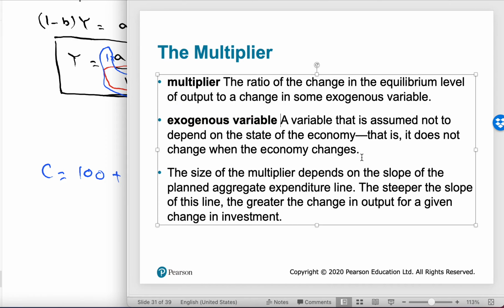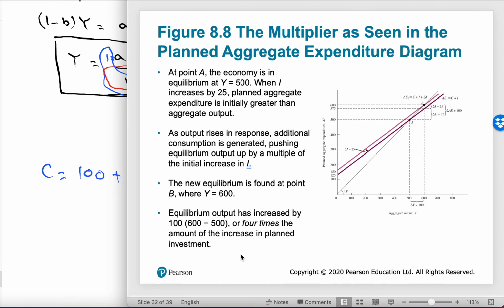And this is known as the multiplier. The multiplier is the ratio of a change in the equilibrium level of output as a result of a change in exogenous variables. In this simple model, we had two major exogenous variables: one was autonomous consumption, another one was planned investment. In this case, the assumption I made is that planned investment is increasing by 25. So it means that aggregate expenditure 1 is increasing to aggregate expenditure 2, which is aggregate expenditure 1 plus 25. So it's an upward shift, and that shift is 25.